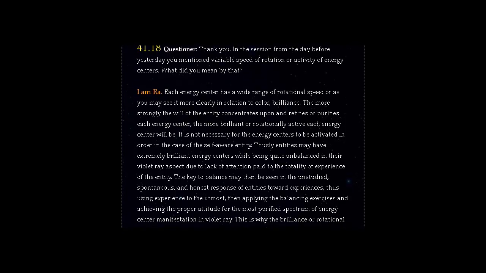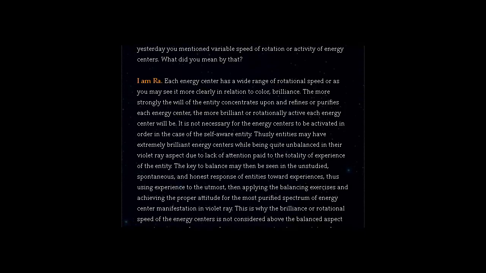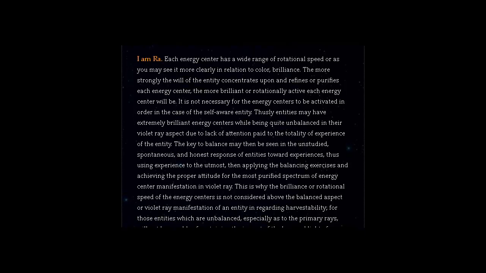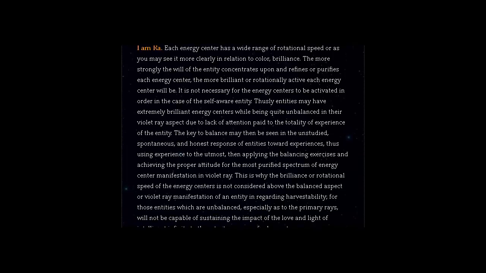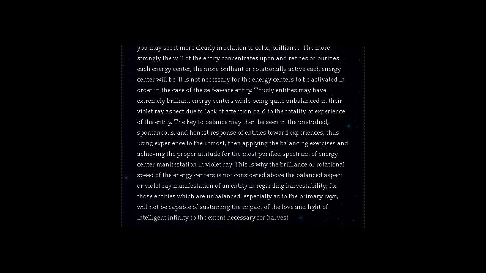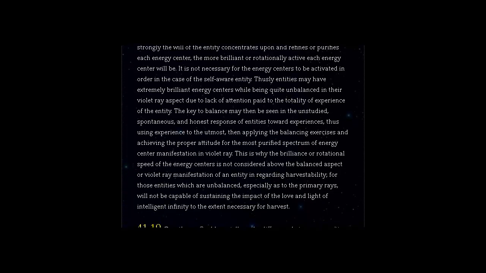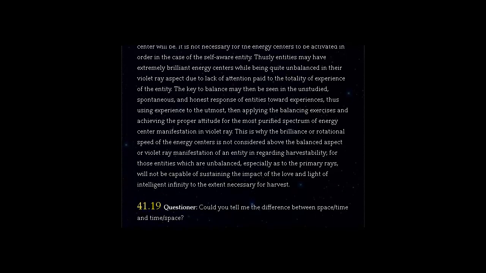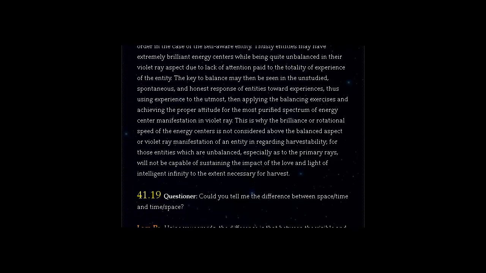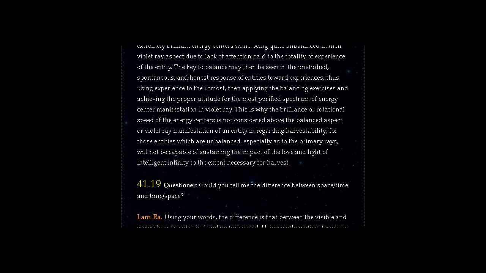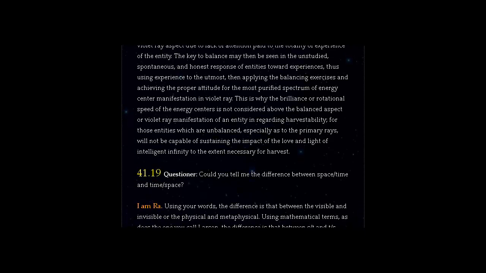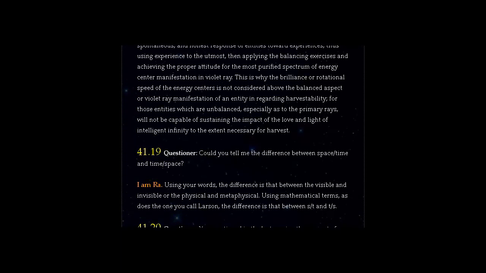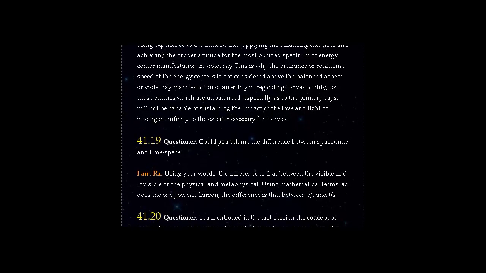It is not necessary for the energy centers to be activated in order in the case of the self-aware entity. Thus the entities may have extremely brilliant energy centers while being quite unbalanced in their violet ray aspect due to lack of attention paid to the totality of experience of the entity. The key to balance may then be seen in the unstudied, spontaneous, and honest response of entities toward experiences, thus using experience to the utmost, then applying the balancing exercises and achieving the proper attitude for the most purified spectrum of energy center manifestation in violet ray. This is why the brilliance or rotational speed of the energy centers is not considered above the balanced aspect or violet ray manifestation of an entity, and regarding harvestability, for those entities which are unbalanced, especially as to the primary rays, will not be capable of sustaining the impact of the love and light of intelligent infinity to the extent necessary for harvest.